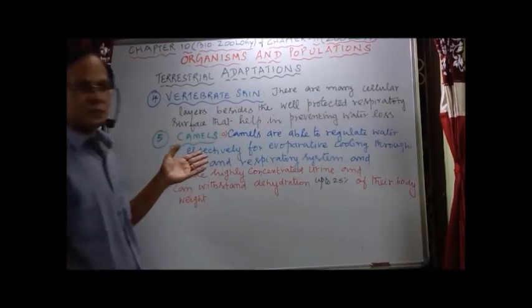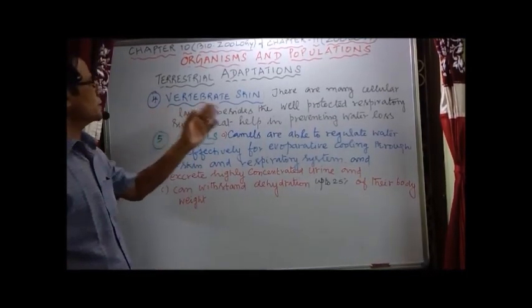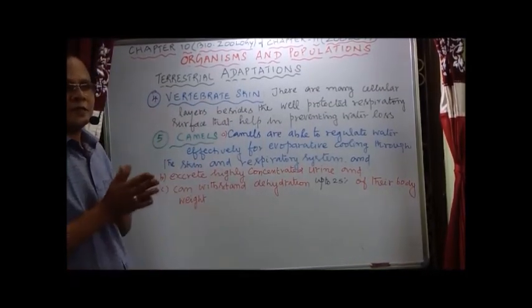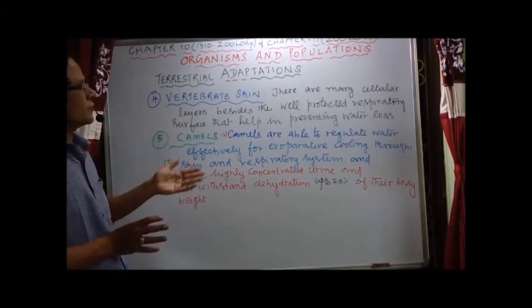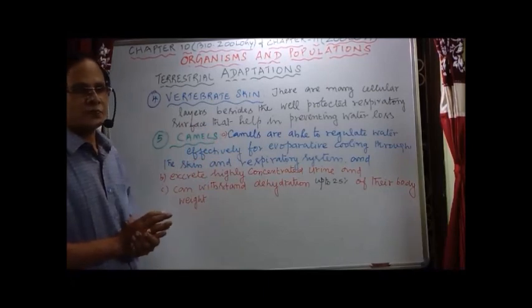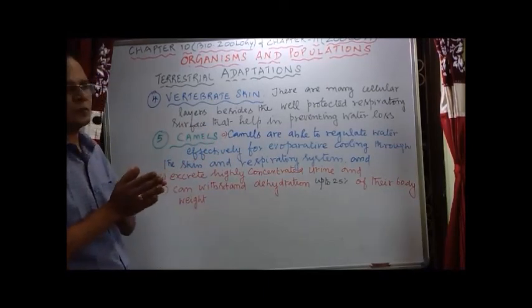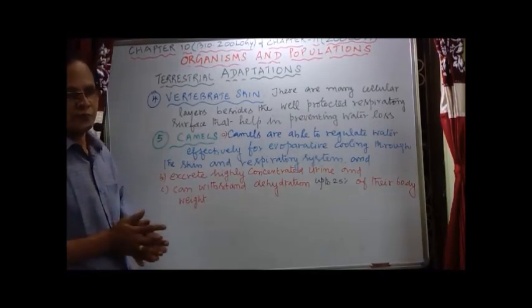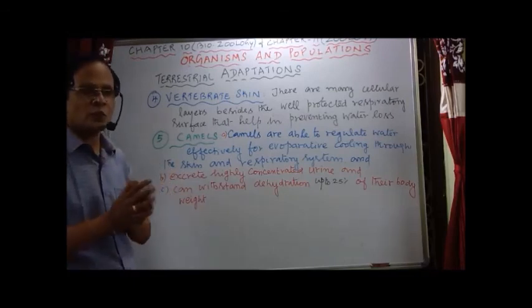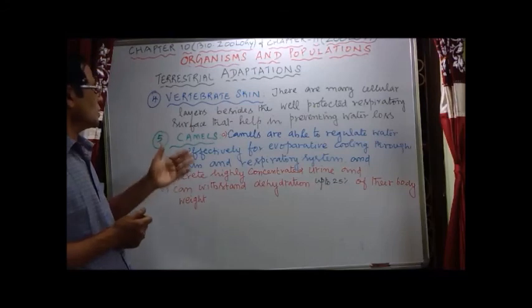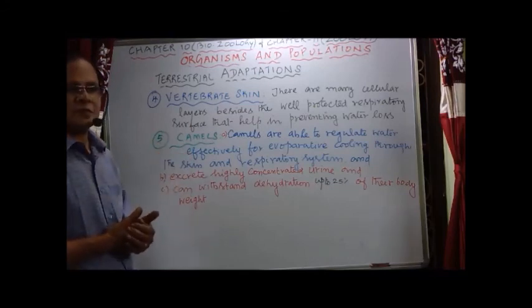Now other terrestrial adaptations. Vertebrate skin: the skin has many layers of cells in addition to the well-protected respiratory system, and both are responsible for preventing the loss of water. Many layers of skin and also the protected respiratory system prevent water loss. The last one, camels. The camels are desert animals.